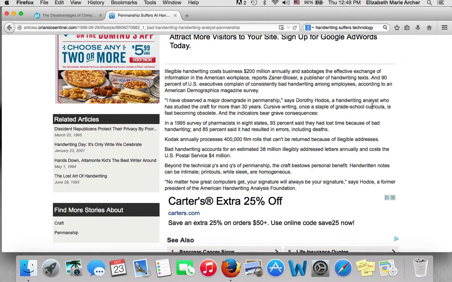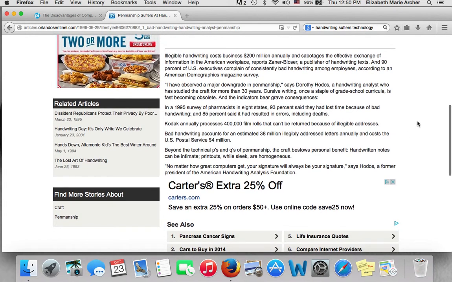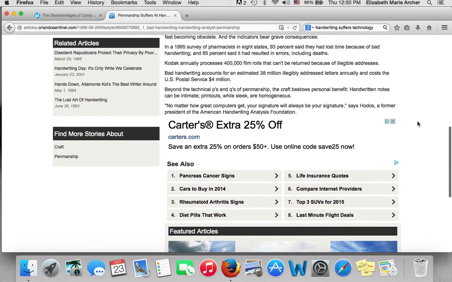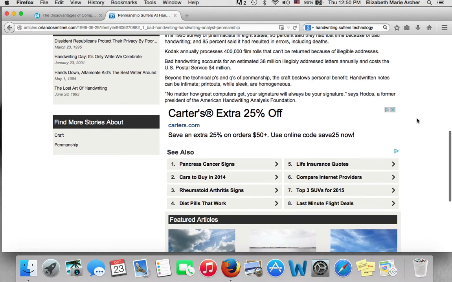Kodak annually processes 400,000 film rolls that can't be returned because of illegible addresses. Yeah, that kind of shows you how dated this article is. I mean, Kodak went under, so let's see. Bad handwriting accounts for an estimated 38 million illegibly addressed letters annually and costs the U.S. Postal Service $4 million.